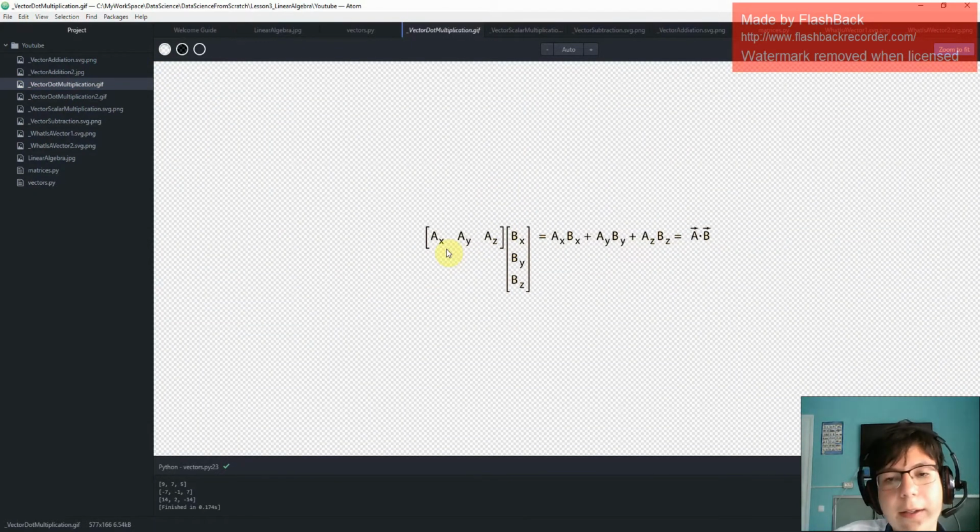Now here is an example of a dot product. So we have two three-dimensional vectors. The first one is the A vector and the second one is the B vector. So you multiply each value with its corresponding value in the second vector, and then you add everything up, and this is called the dot product of the two vectors.